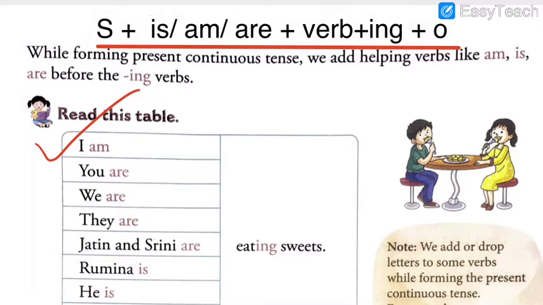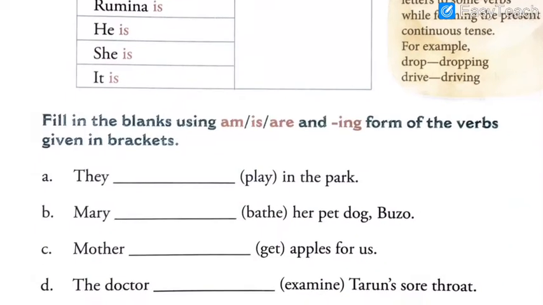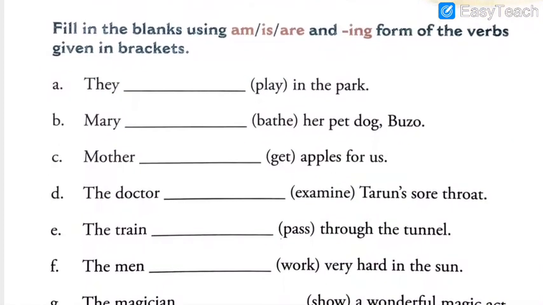You can ask me the question, right? Sir, why eating? Why not eat? So here ing is to be added, right? Eat plus ing, eating. Pizza. Okay, I hope that you have written these formulas. Now, let's solve the sentences here.